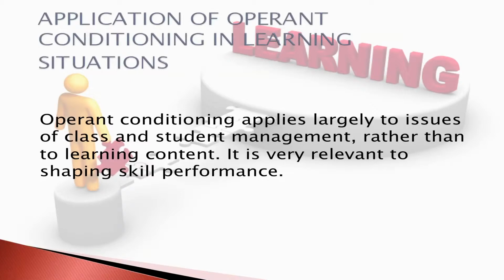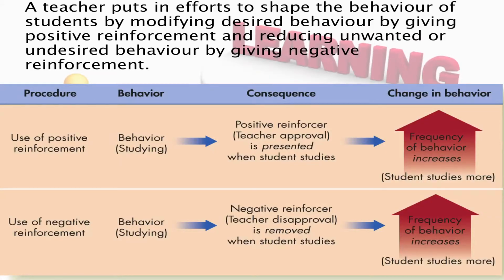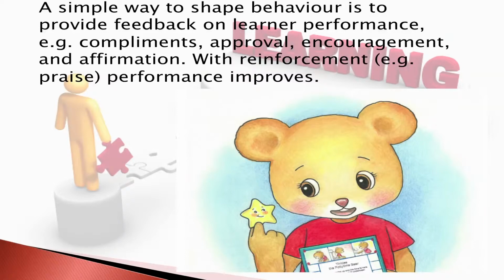Application of operant conditioning in learning situations. In the conventional learning situation, operant conditioning applies largely to issues of class and student management rather than to learning content. It is very relevant to shaping skill performance. As a student, you must have observed how a teacher has to put in effort to shape the behavior of students. This is possible by modifying desired behavior by giving positive reinforcement and reducing unwanted or undesired behavior by giving negative reinforcement.